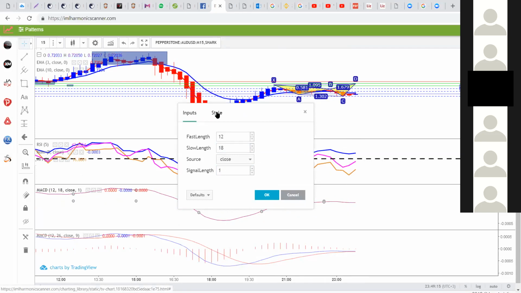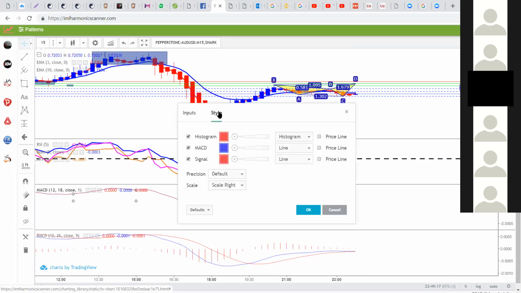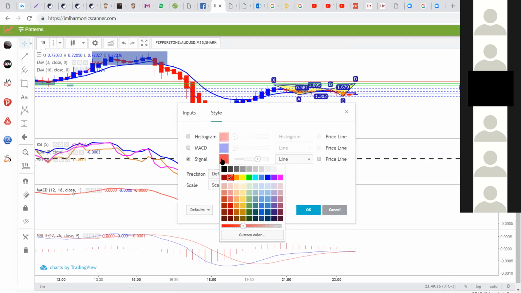All right. Then we're going to go to style. I'm going to uncheck the Instagram and I'm going to uncheck the MACD. I'm going to leave the signal checked. All right. I'm going to thicken it. And then the color is fine as red. I'll just remove the transparency.